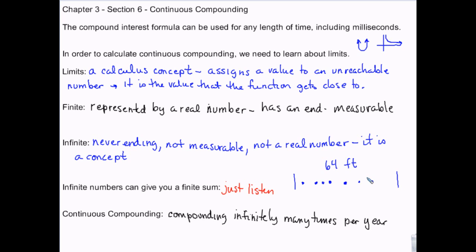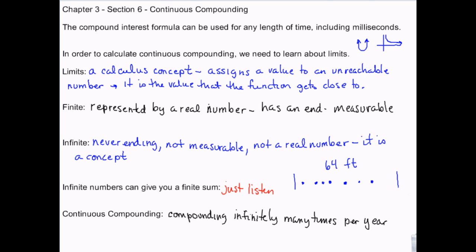Is that you can have infinite numbers inside of a finite space. And that's another thing that leads all the way to how we're able to do what's called continuous compounding. Continuous compounding is compounding infinitely many times. So we do infinitely many calculations, but we get a finite number. We get a finite interest.